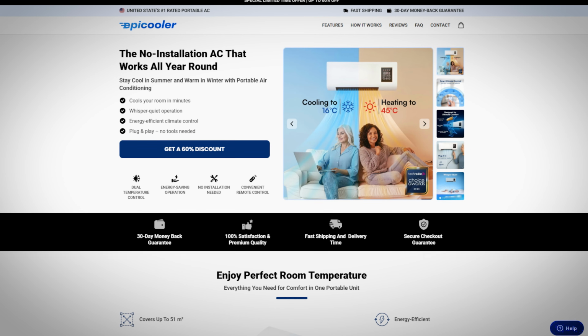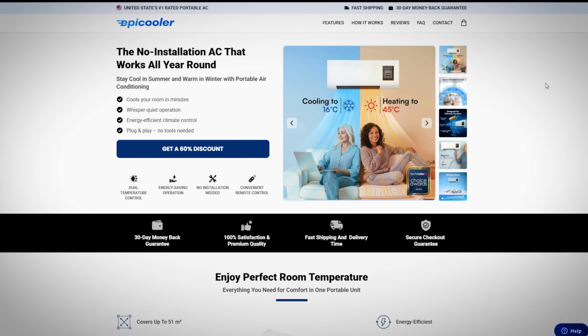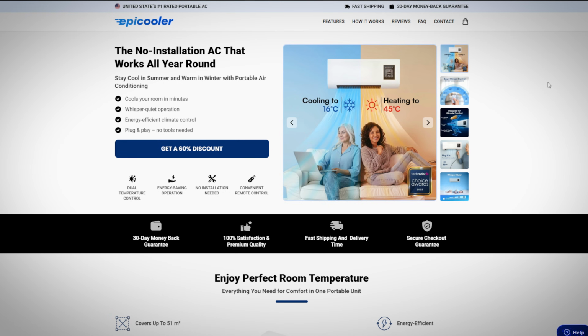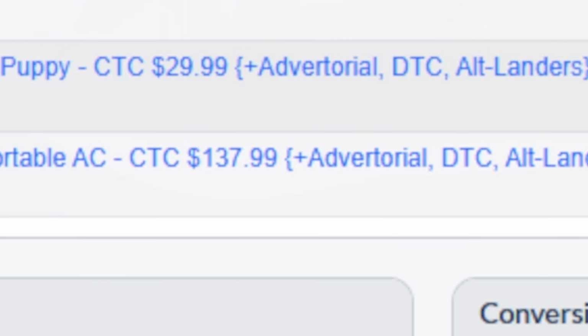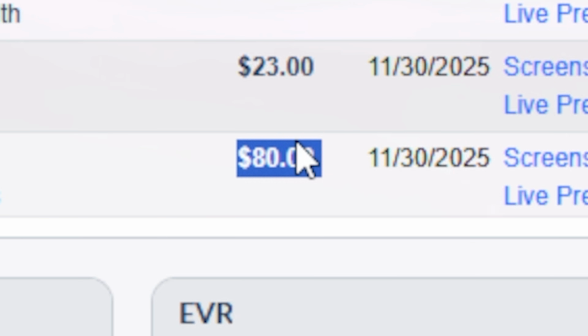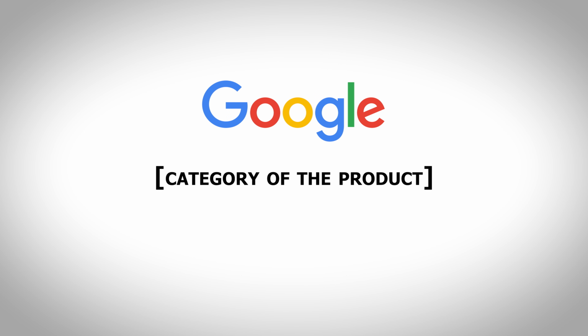There's this portable air conditioner here that is popping on many affiliate networks now. It's called Epicooler and it pays $80 per sale. The owner of this product allows for advertisers to bid on the brand name. And I imagine that is what most Google affiliates are doing, competing for the same keywords, focusing on the brand name.